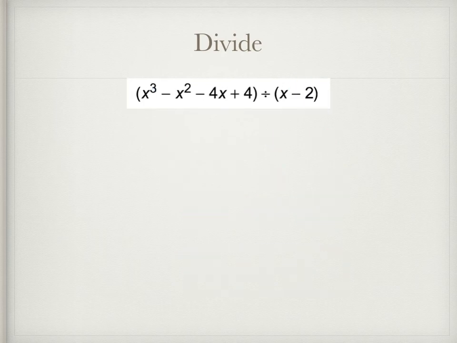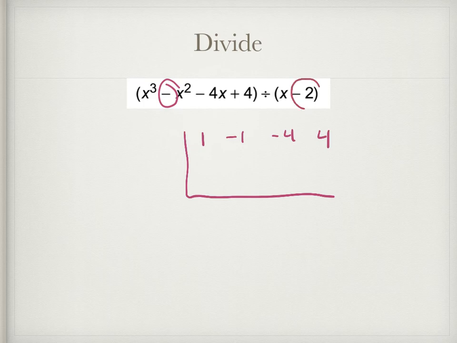Next one. What goes on the inside? 1. What comes after 1? -1. Gotta watch out for your sign. It's a -1. Then what? -4. And then? 4. What goes on the outside? +2. Gotta change the sign.